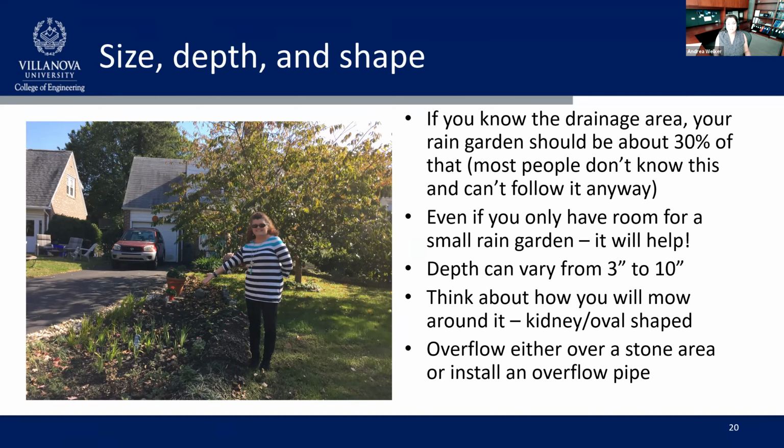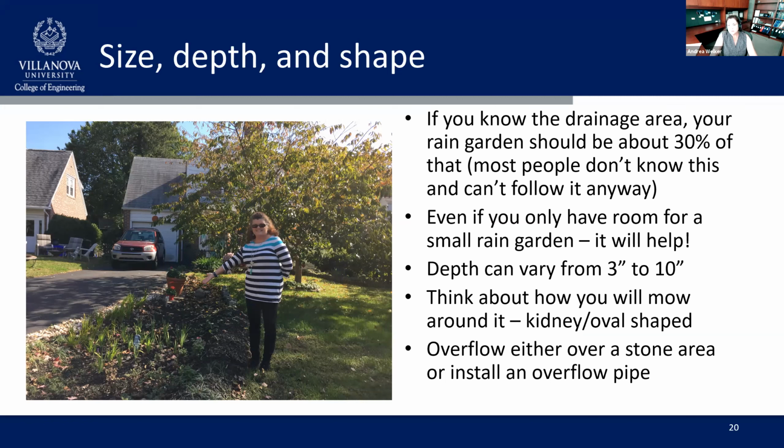So even if you only have a small amount of space, whatever it is that you put in, it's going to help. So if you're not controlling a whole inch of water that falls, maybe you're only controlling a half an inch or a quarter inch. That's still contributing to controlling the water that is generated on your property. The depth of these rain gardens can vary between 3 inches and 10 inches.